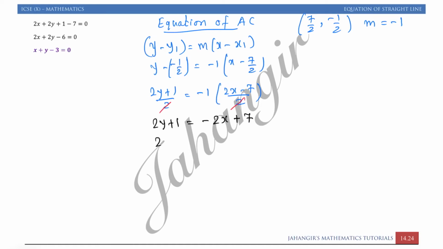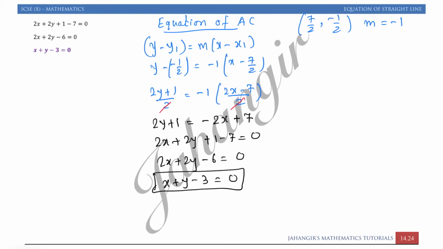Shift all terms to one side. 2x plus 2y plus 1 minus 7 is equal to 0. 2x plus 2y minus 6 is equal to 0. x plus y minus 3 is equal to 0. This is the equation of AC.